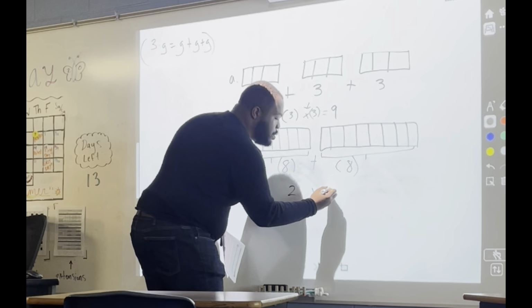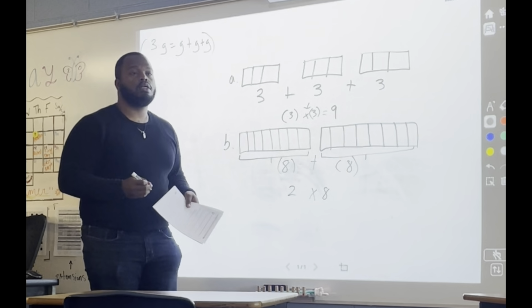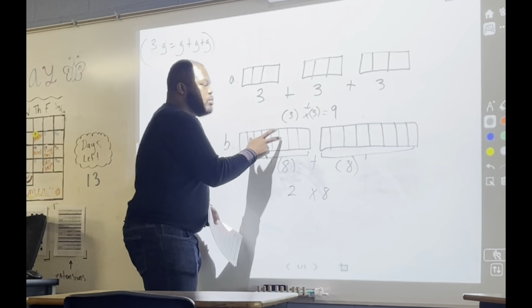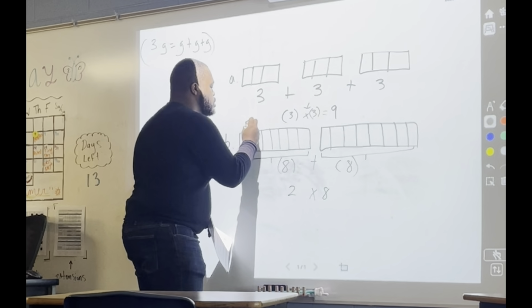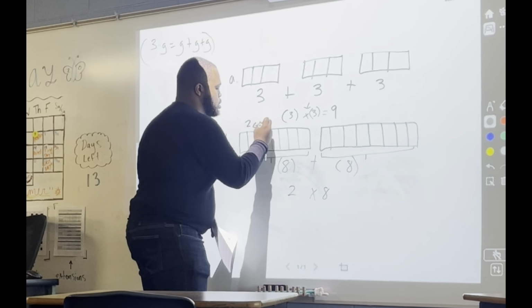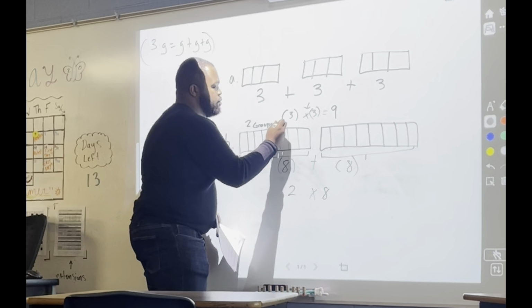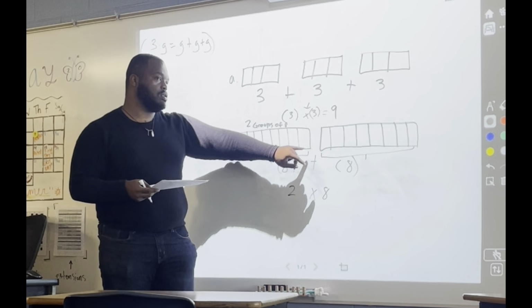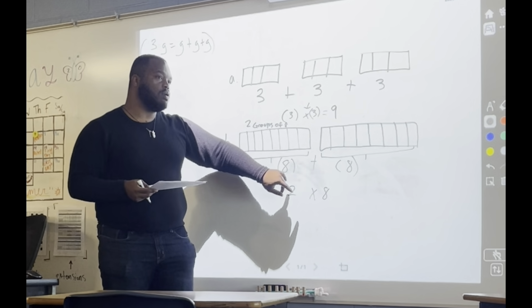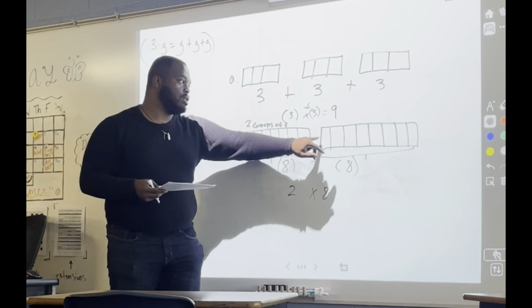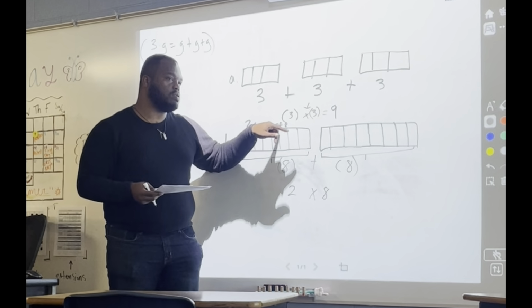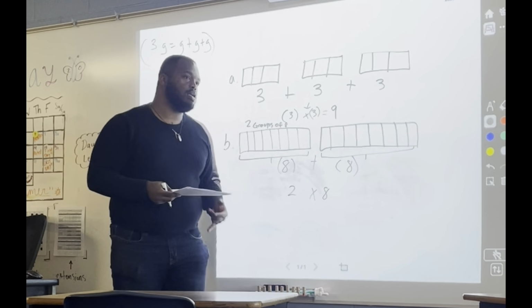And why would it be 2 times 8? Because we have 2 8s. Yep. So we have 2 groups of 8. Do you see that, Darnell? What he did was, we have two groups of 8, so we put 2, and then we have 8. So that gives us 2 times 8 as our equation.